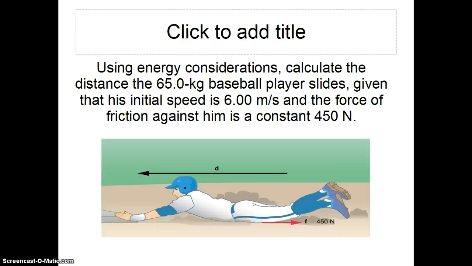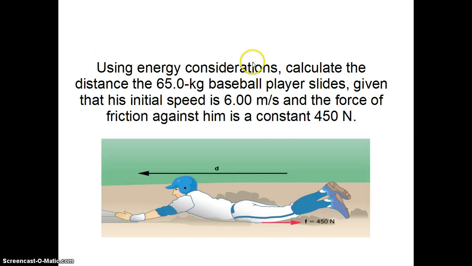So, all right. To the last problem, here's one where we have a non-conservative force acting on the object. Using energy considerations, calculate the distance the 65 kilogram baseball player slides, given that his initial speed is 6 meters per second and the force of friction against him is a constant 450 newtons.